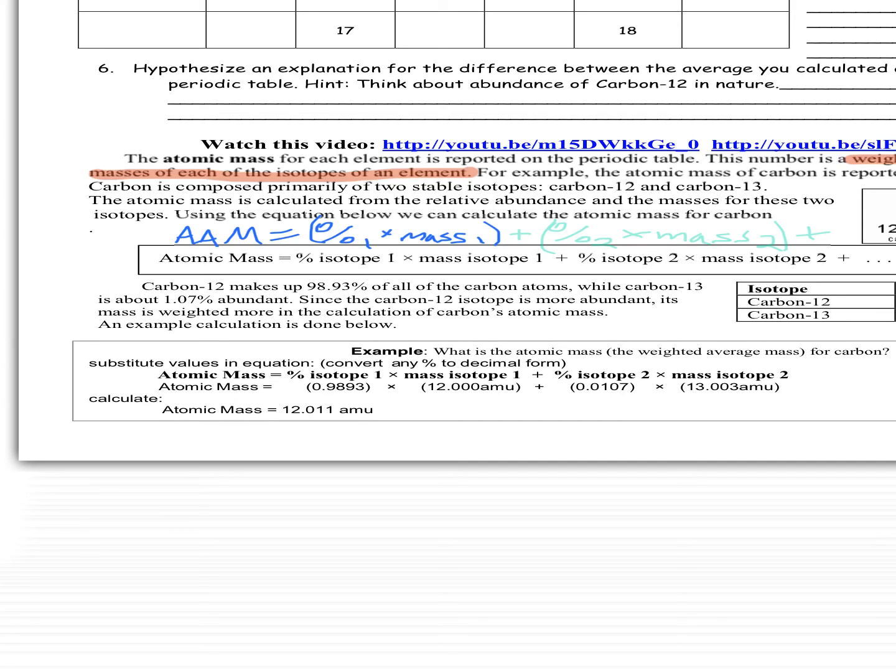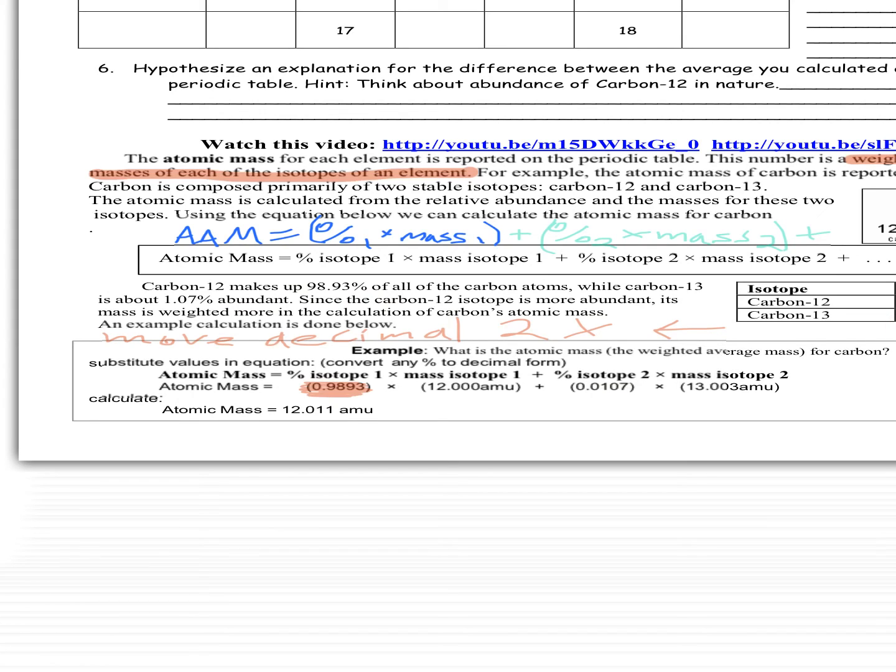So for carbon, I have your example here. If carbon-12 makes up 98.93%, then I plug that into my equation as percent 1. Now remember, when you plug a percent in, you've got to put it in decimal form, which means you move the decimal 2 times to the left, going from the percent to the decimal. This is the most common mistake I see. Either A, they don't move the decimal, or B, they don't move it correctly.